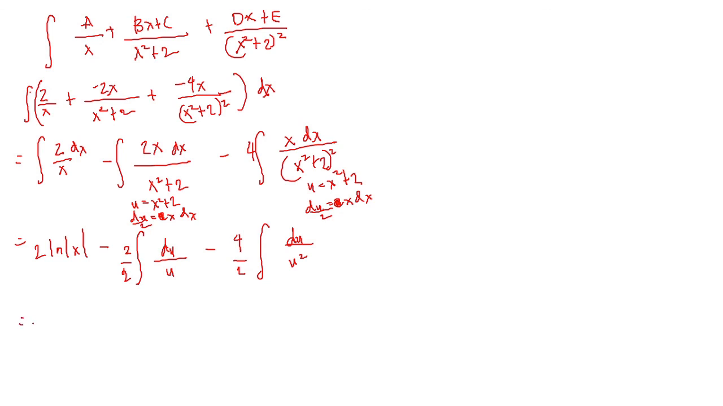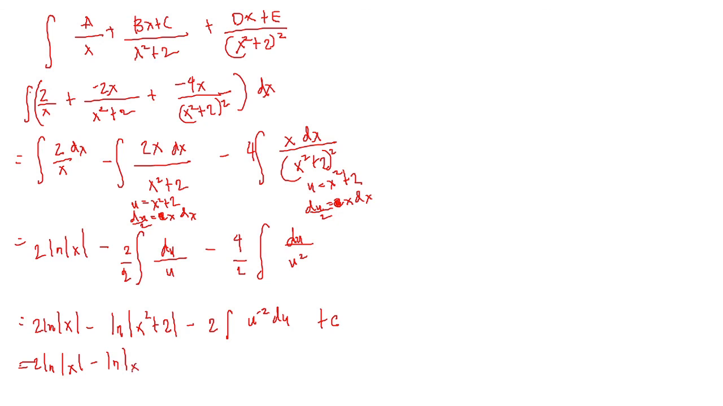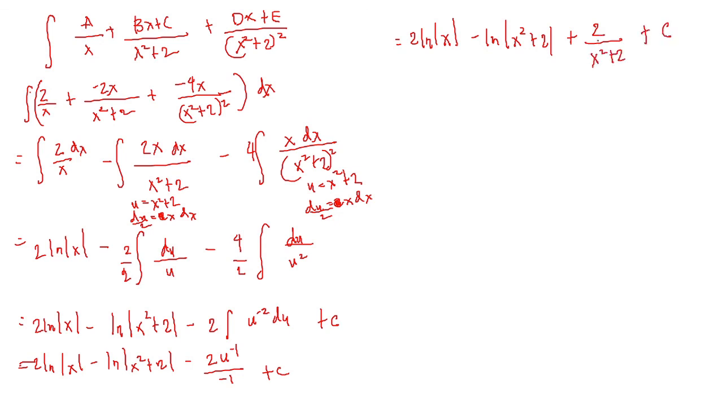Okay. So this is 2 ln of x minus ln of u, where u is x squared plus 2, minus 2 integral of u to the negative 2 du, which is 2 ln of x minus ln of x squared plus 2, minus 2 times u to the negative 2 plus 1 over negative 1 plus C. Or that is plus 2 over u plus C. Okay, and this can be your final answer.